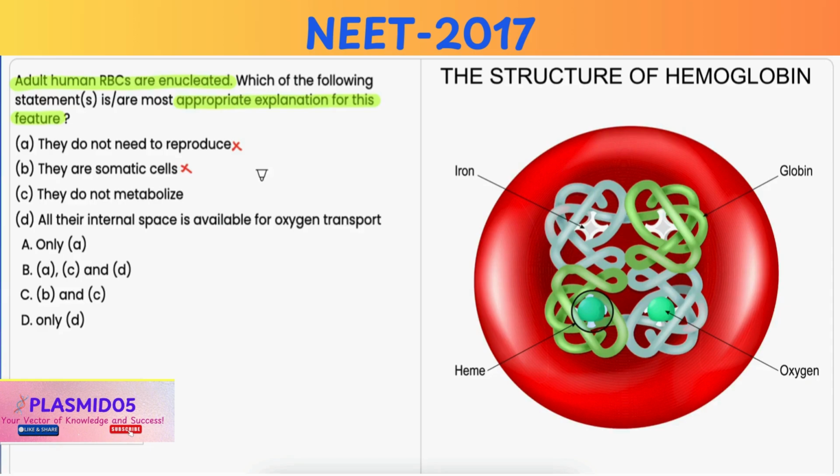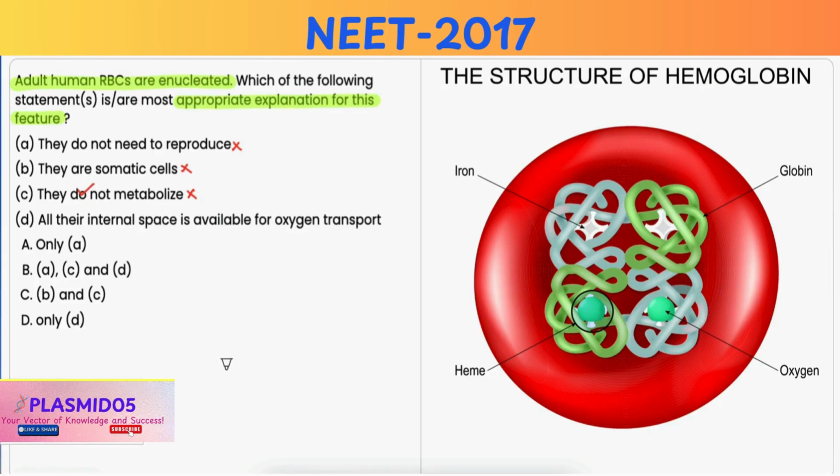Option C, they do not metabolize. This is also incorrect because RBCs do metabolize, but anaerobically to generate ATP. However, they lack mitochondria and they do not undergo oxidative phosphorylation. But this is not the reason why they are enucleated.